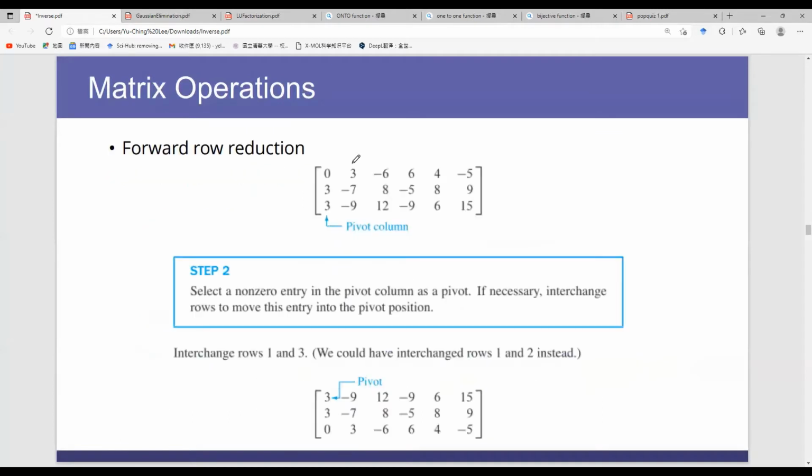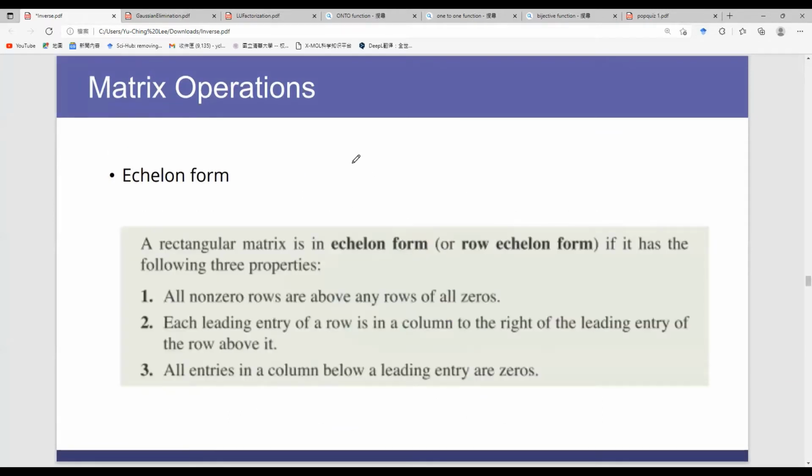And furthermore, the final stage, the last matrix we obtained using the forward row reduction, is called echelon form. Echelon form looks like stairs, 阶梯状. And then here's the definition of an echelon form. All non-zero rows are above any rows of all zeros, and each leading entry of a row is in a column to the right of the leading entry of the row above it. All entries in a column below a leading entry are zeros.